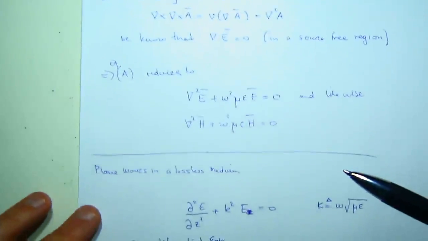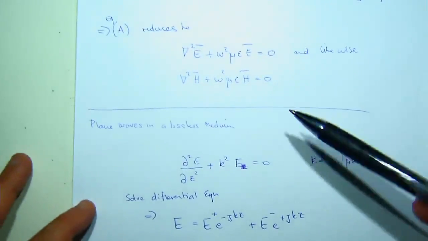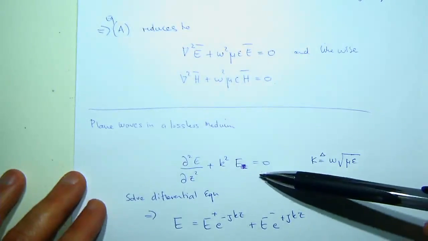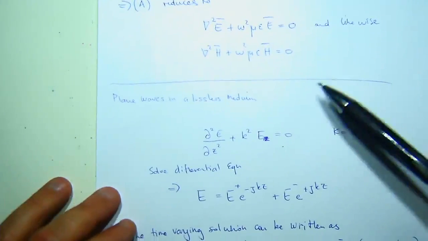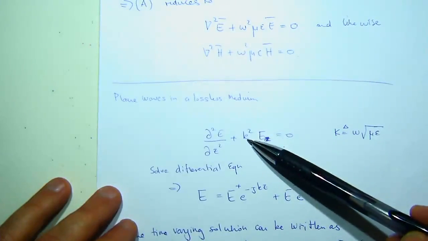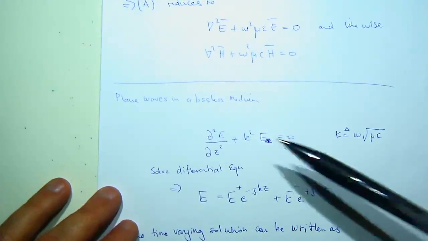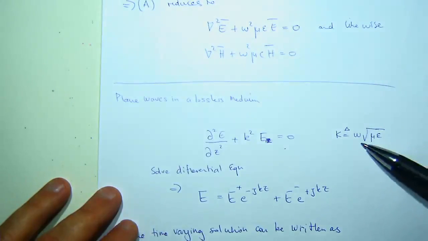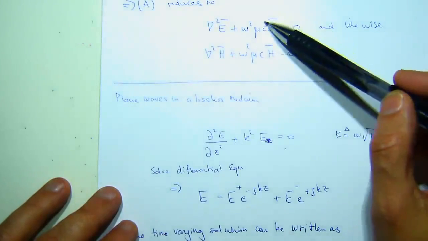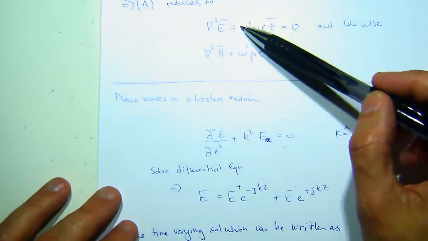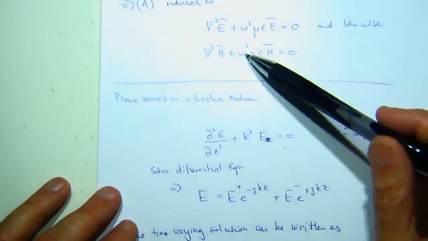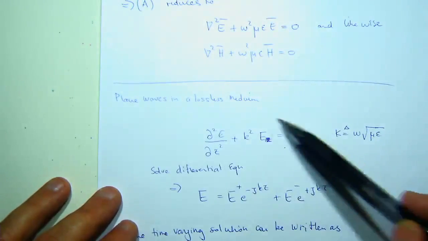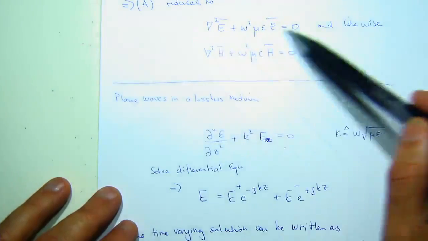Now, once you go through and you try to solve this, especially if it's in one dimension, as we're talking about here, you can rewrite, all I've done is k squared is just omega squared mu epsilon, right, which I've just replaced with k squared, and solved this three-dimensional differential equation.